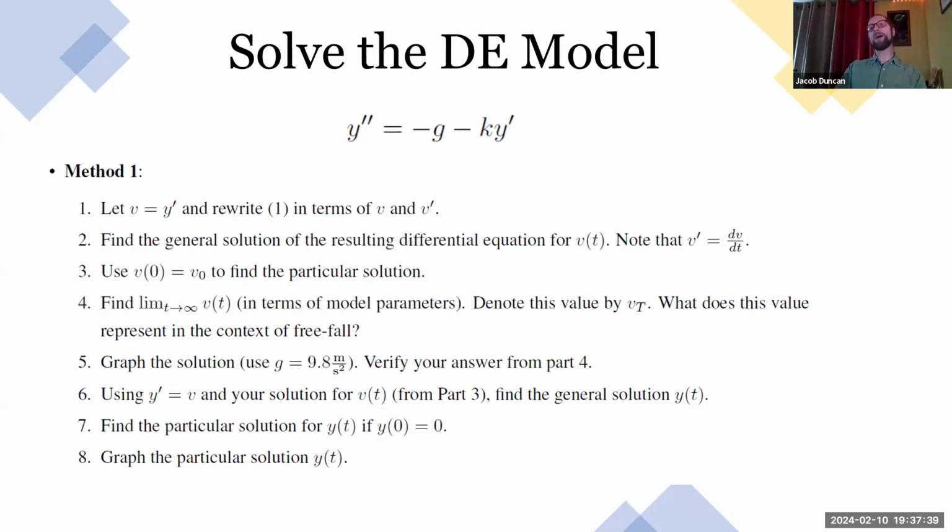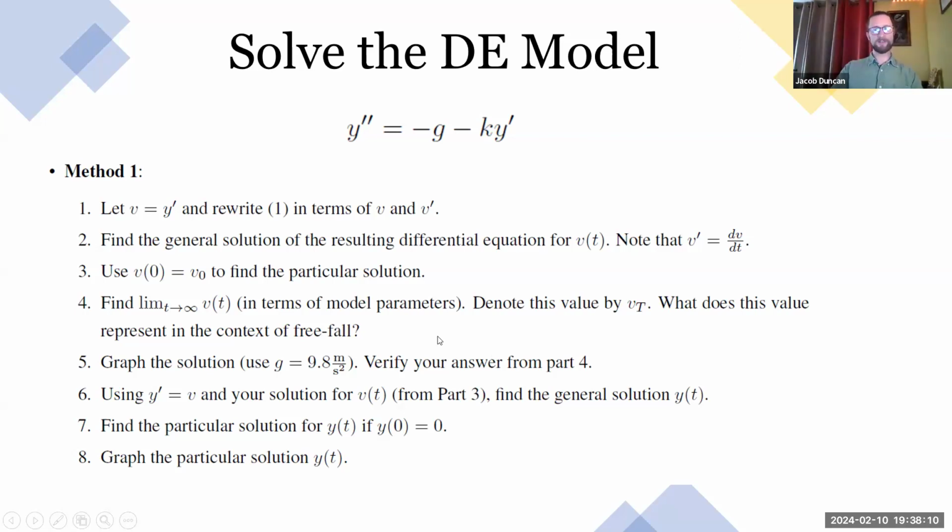So now we go back to the original model with the unknown parameters. Well, I guess it's just k that is unknown, and g is acceleration due to gravity. So it's all the same process. Initial velocity, though, we denote by v naught. And I have them denote the limit of the velocity function by v sub t. Again, ask them, what does that mean in the context of free fall? And by this point, they know it's the terminal velocity. That's why we use a subscript t.